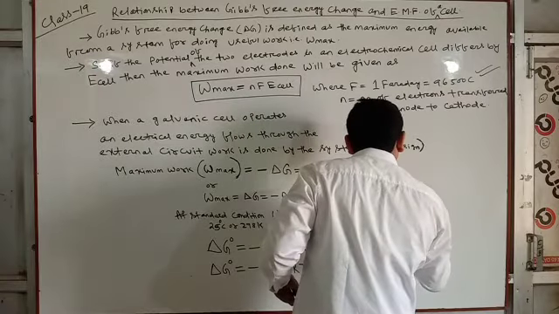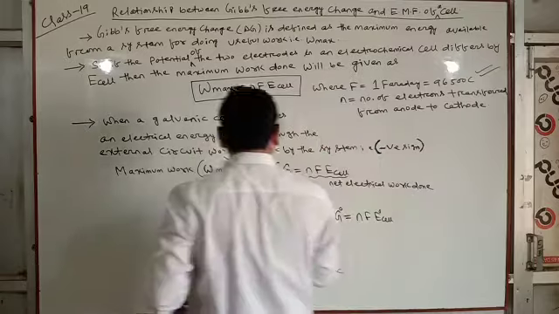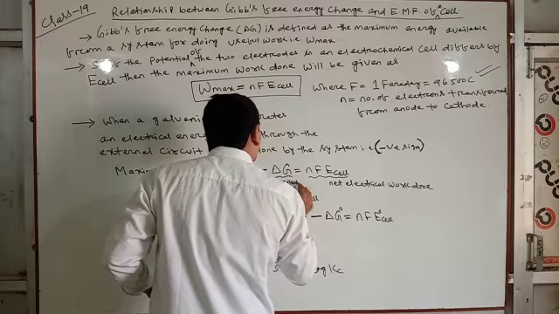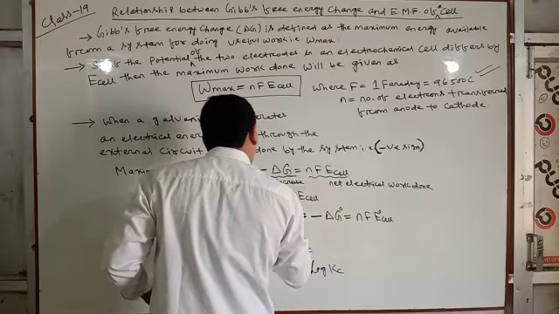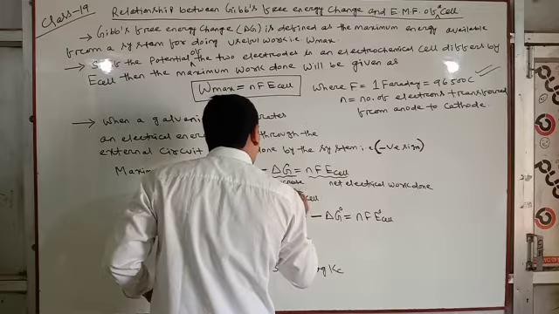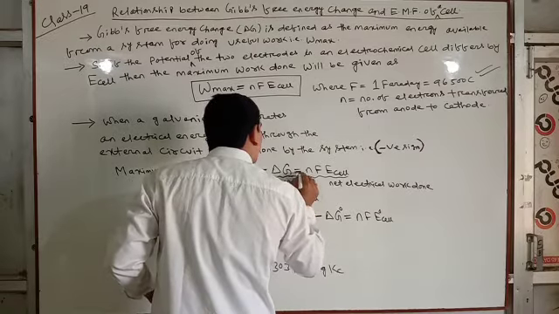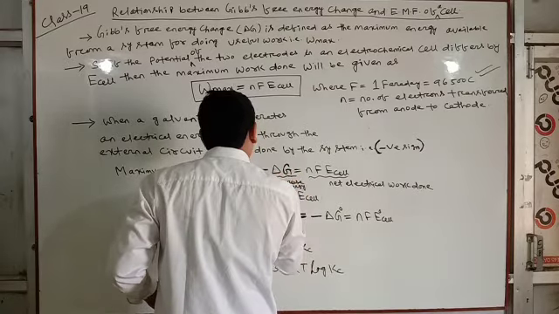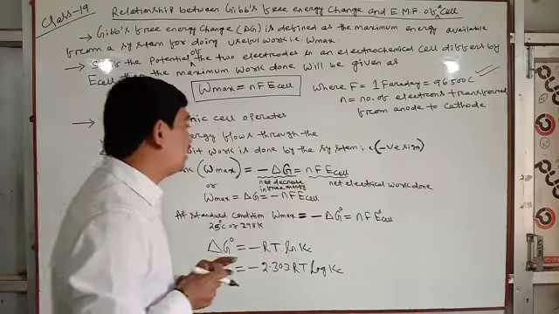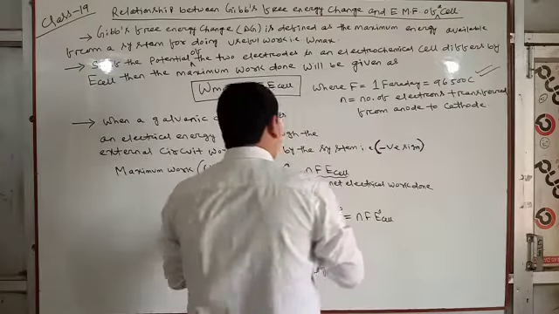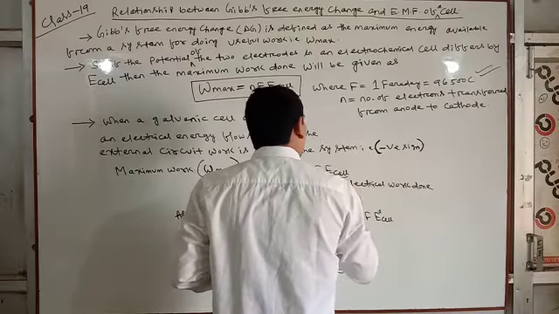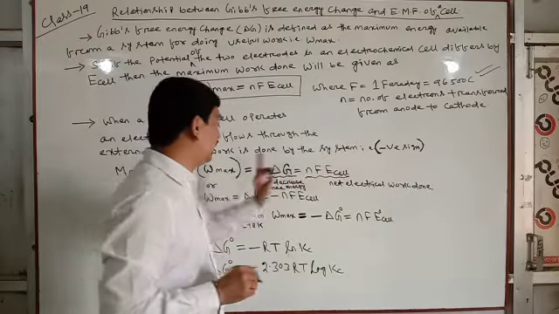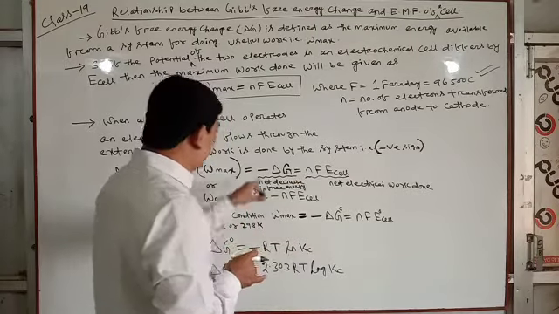This is net electrical work done. It is a net decrease in free energy. Net decrease in free energy equals net electrical work done. Net electrical work done is nFE cell. Net decrease in free energy is minus delta G. Minus delta G equal to nFE cell. Clear? So this is the formula.